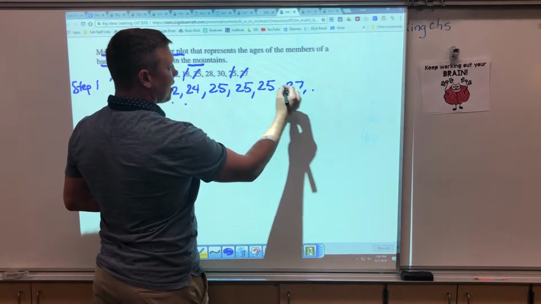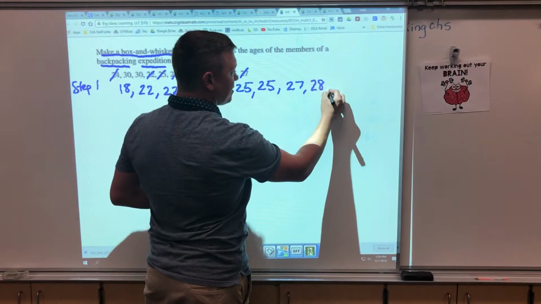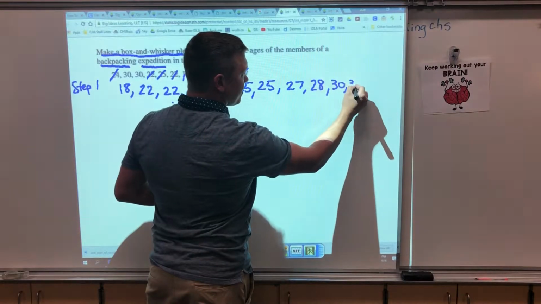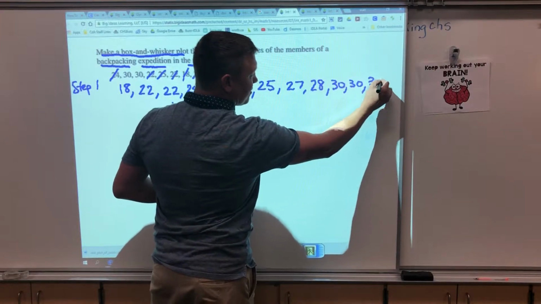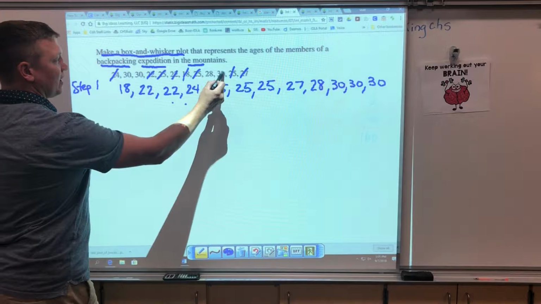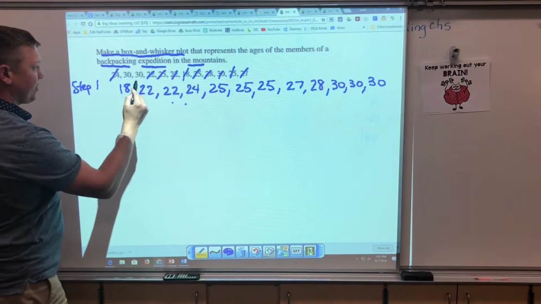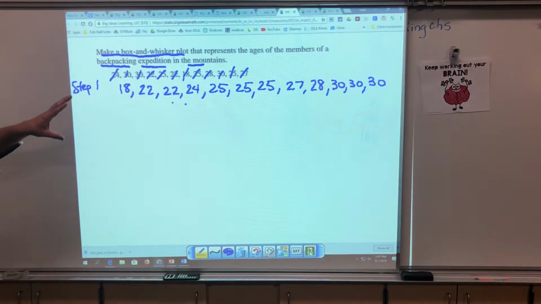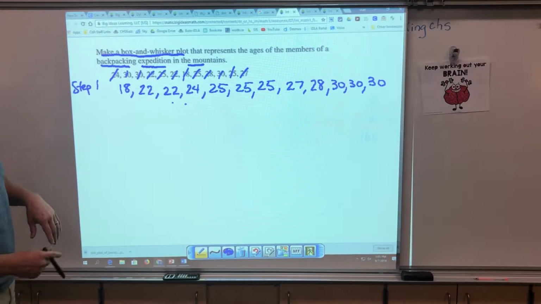Okay, so I'm going to cross them out as I go. 28, 30, 30, and 30. Wow, there's a whole bunch of 30s up there. Okay, so make sure I got them all. 28, 30, 30, and 30. Okay, I got them all. Rewrote them. Okay, this is my first step. Got to do it. There's no way around it.